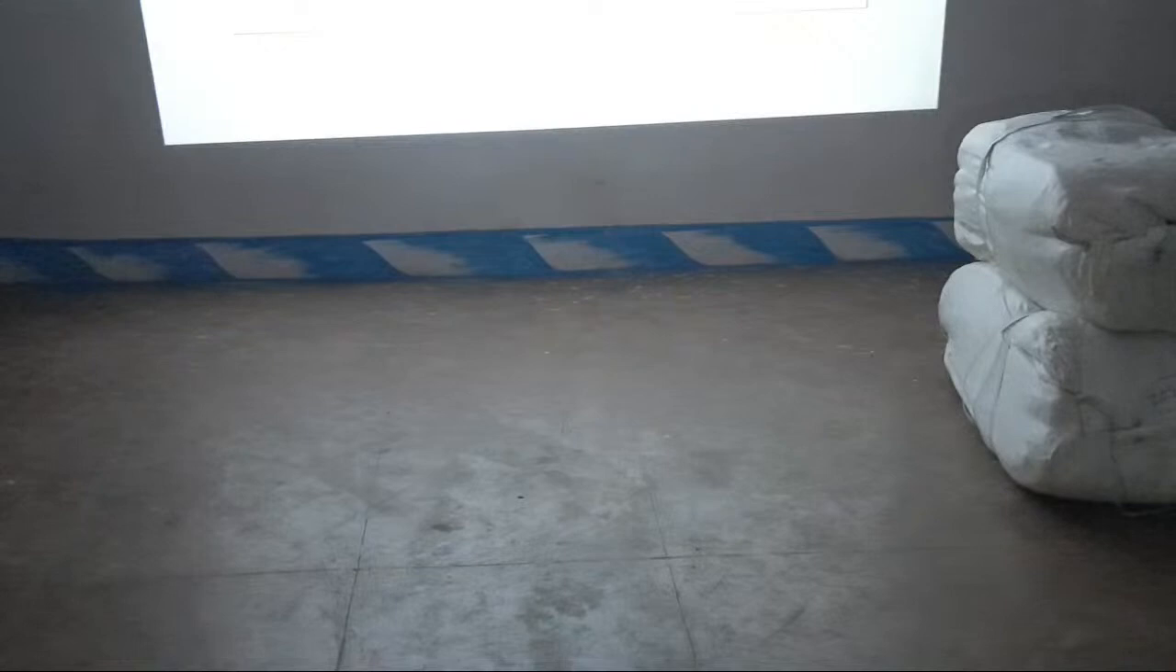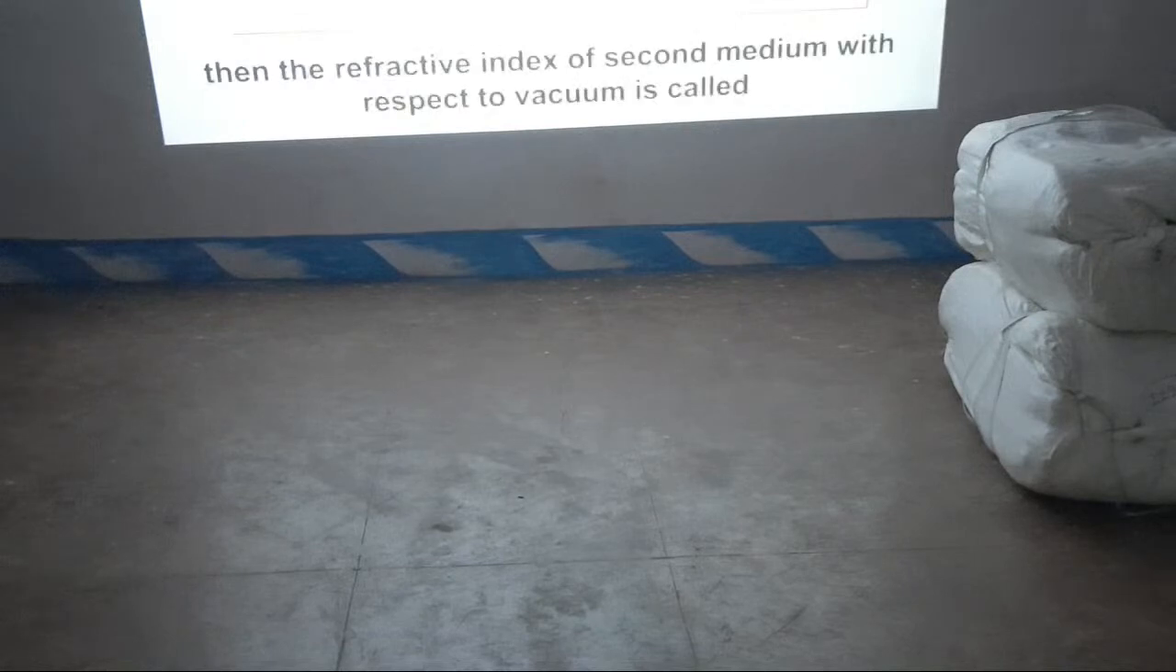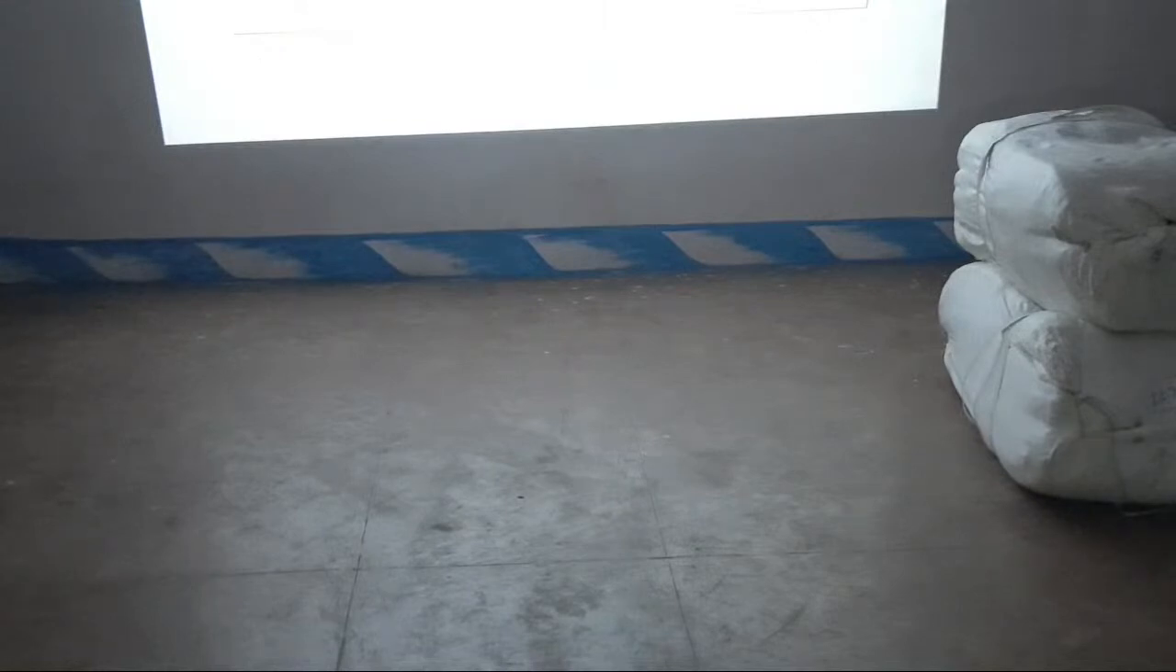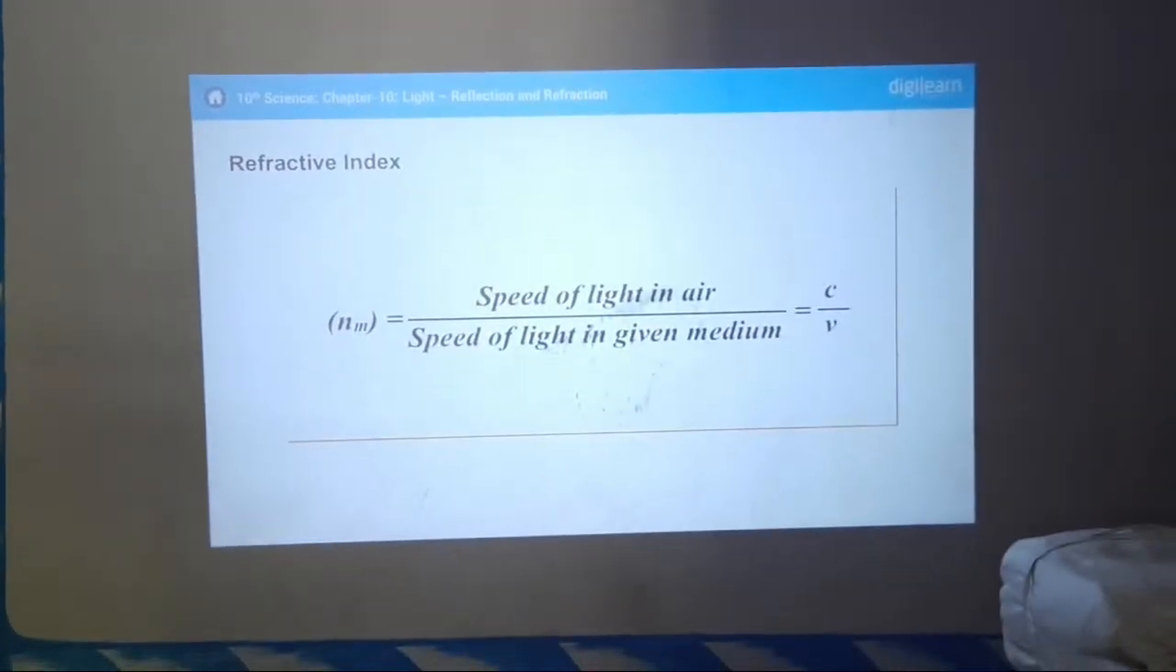Absolute refractive index. When one medium is taken as vacuum and the speed of light is taken in it, then the refractive index of the second medium with respect to vacuum is called absolute refractive index, and it is generally denoted by n2. Thus, n2 equals the speed of light in vacuum by the speed of light in the given medium. The speed of light in vacuum is slightly faster than in air. If the speed of light in air is c and the speed of light in the given medium is v, then the refractive index of the given medium, n, equals the speed of light in air by the speed of light in the given medium, that is equal to c by v.